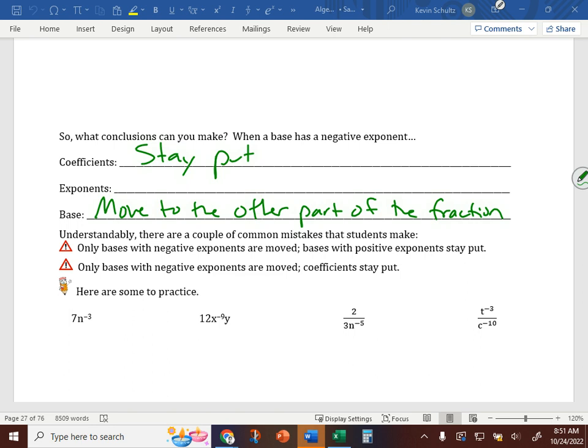The exponents move to the other part of the fraction as well. And what else happens? They become positive.